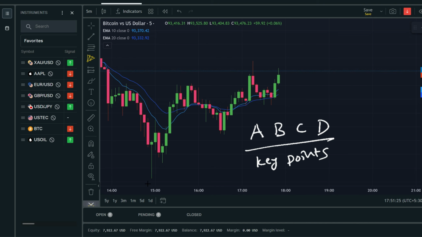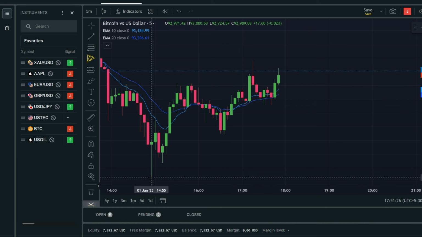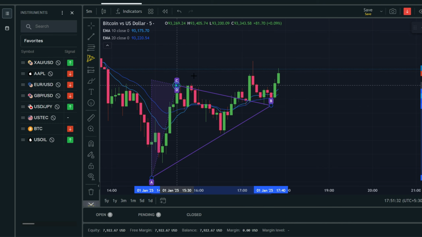All we need to do here is draw a simple triangle pattern using these 4 points. Sounds easy, right? Don't worry. I'll guide you through it and you'll see exactly how it works. Now, let's get to the fun part. Marking the levels. Start by finding the recent lows on your price chart. Got them? Great. Now, connect the lowest points with anchor points A and B. Next, find the highs and connect them with anchor points C and D.